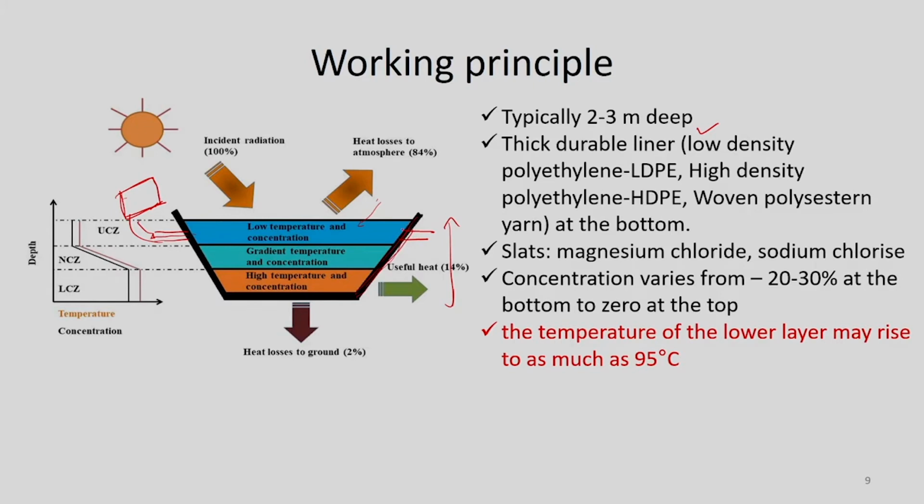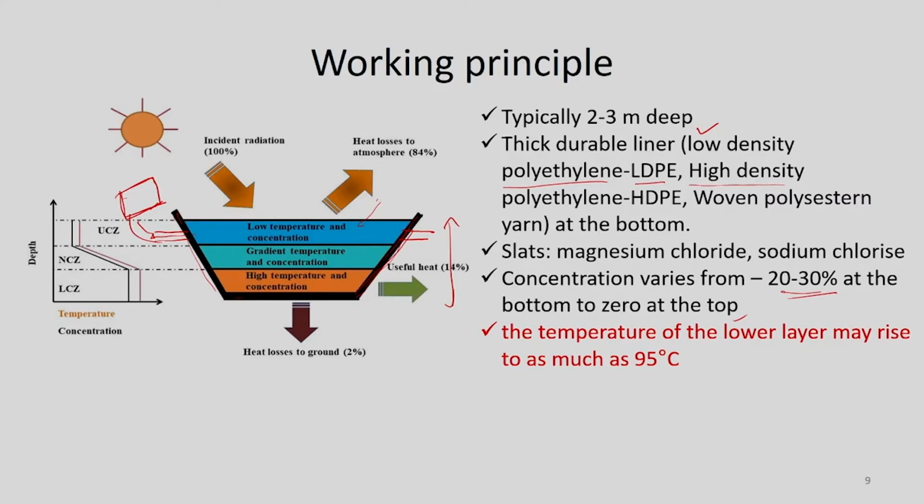and here this black colored thing which is shown is nothing but a thick durable liner, normally composed of low density polyethylene or LDPE, or high density polyethylene HDPE, or woven polystyrene yarn, which are attached at the bottom in order to reduce the heat losses. And the kind of salt used for this kind of arrangement is magnesium chloride or maybe sodium chloride, and this concentration varies from 20 to 30% at the bottom to 0 at the top.